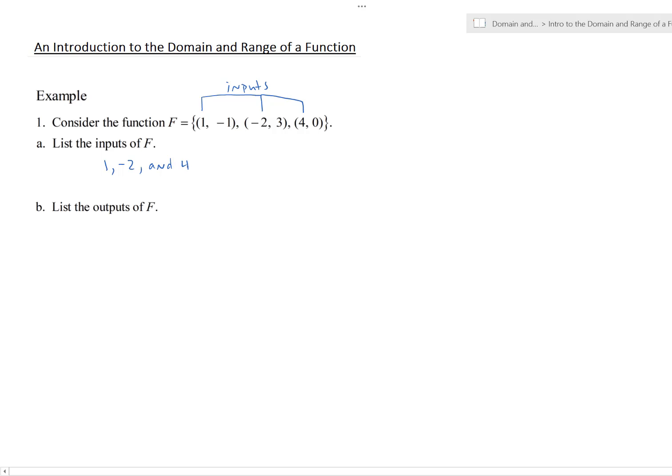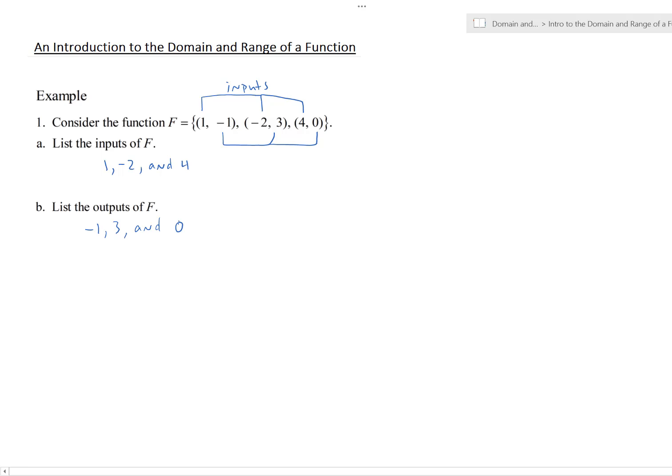All right. Now we're going to look at the outputs. Let's list them. The outputs are always the second coordinates in your ordered pairs. Here we have the outputs -1, 3, and 0. So that's nice. That's great.